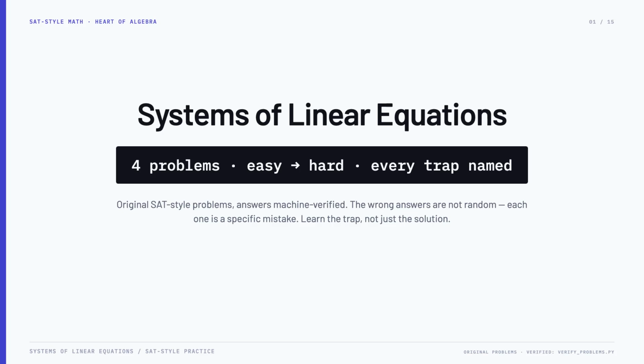Systems of linear equations. For SAT-style problems, easy to hard. Here is the deal. The wrong answers on the SAT are not random numbers. Each one is a specific mistake the test writers expect you to make. So for every problem we will get the answer, and then name the trap behind every wrong choice. That second part is what moves your score.